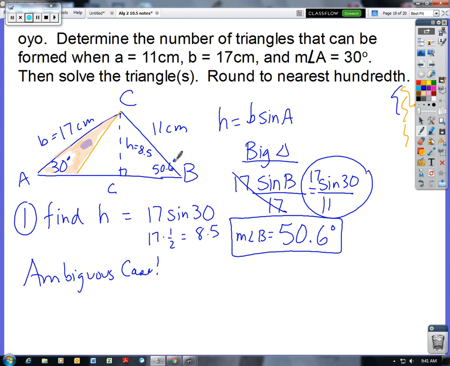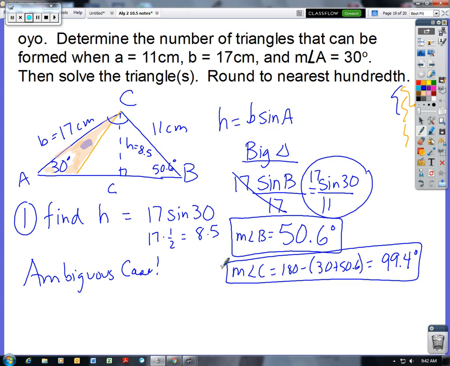Okay, now we can easily find angle C, this one here, because we know these two angles. So the measure of angle C will be 180 minus the sum of 30 plus 50.6. And I'm going to just do that on my little calculator because it's faster. 180 minus 30 plus 50.6 in parentheses. So 99.4. So I want to box that in because that's another piece of information. And now I have all three angles.